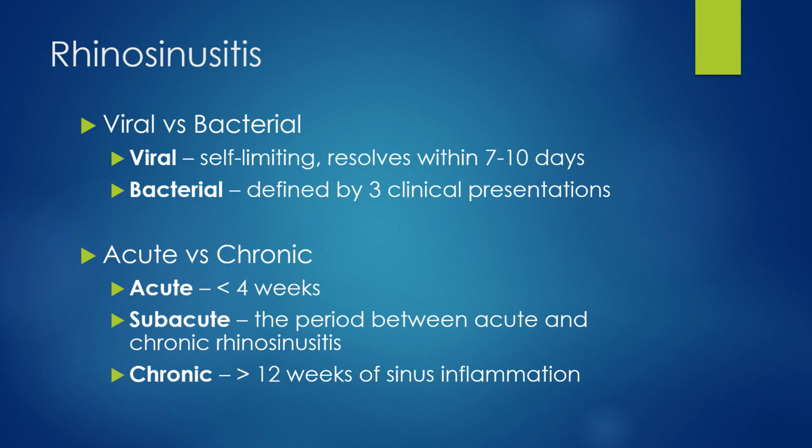There are 4 cardinal signs of chronic rhinosinusitis, including anterior-posterior purulent drainage, nasal obstruction, facial pain, and decreased sense of smell. Patients would often need to be referred to a specialist if they have symptoms lasting for more than 12 weeks.